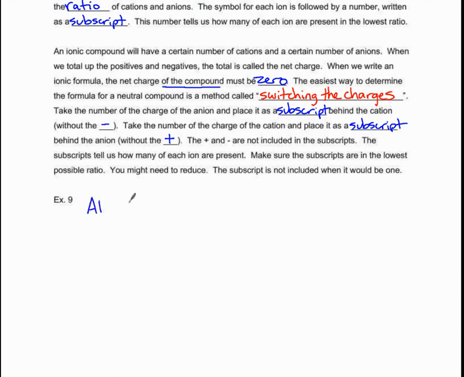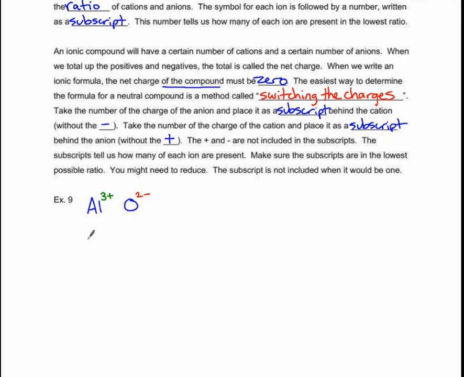So let's say we have an aluminum ion and an oxygen ion. So the aluminum ion, it's in group 13. It's going to form a 3+ cation, and the oxygen is in group 16, it's going to form a 2- anion. So we have the atomic symbols, we have the charges. These are the first things that we need.